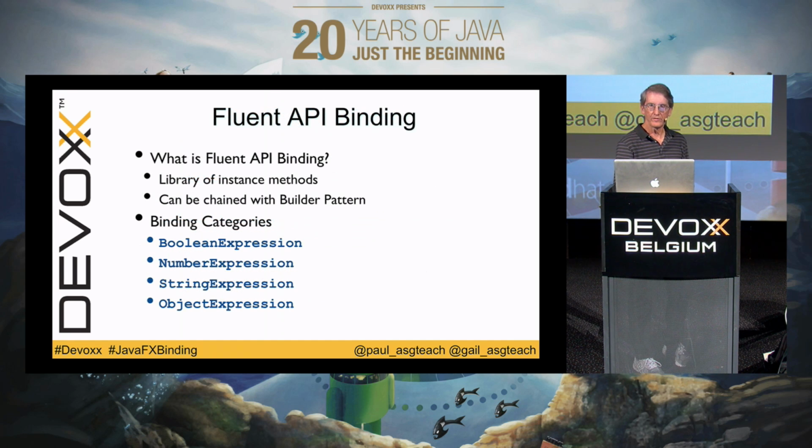Okay, so now let's talk about Fluent API Binding. The JavaFX designers realized that they could help out a lot of UI designers by giving you libraries that are very, very complete and can allow you to do binding expressions without having to do it yourself. So the Fluent API is a large library of instance methods that you can chain together with the builder pattern. That means you can call them with dots, from left to right. And the names of these methods are very readable, so you'll be surprised at how clear your code will look when you start using the Fluent API binding libraries.